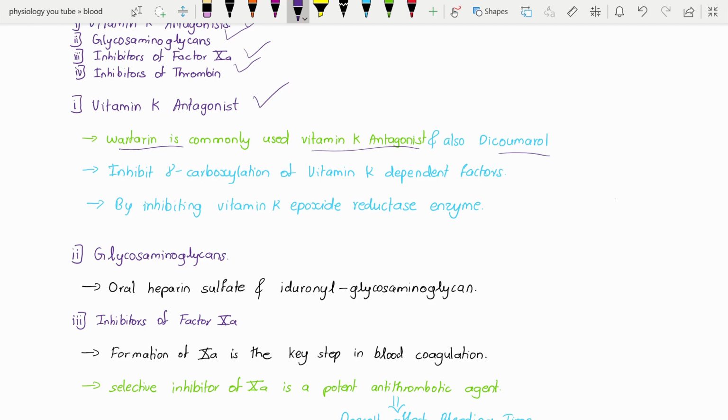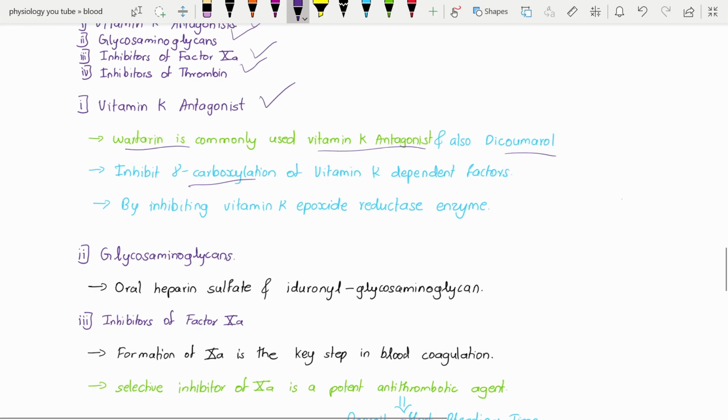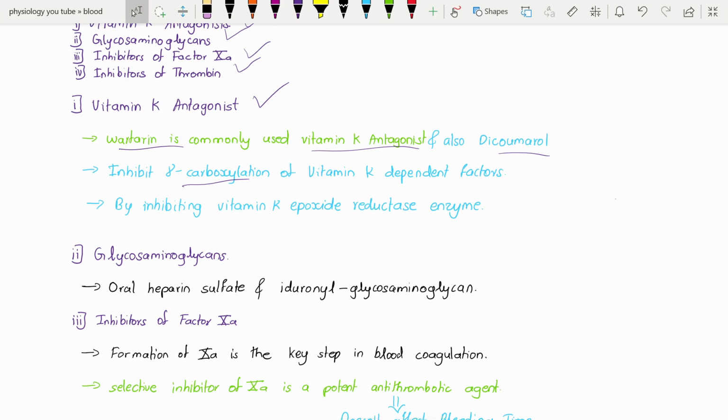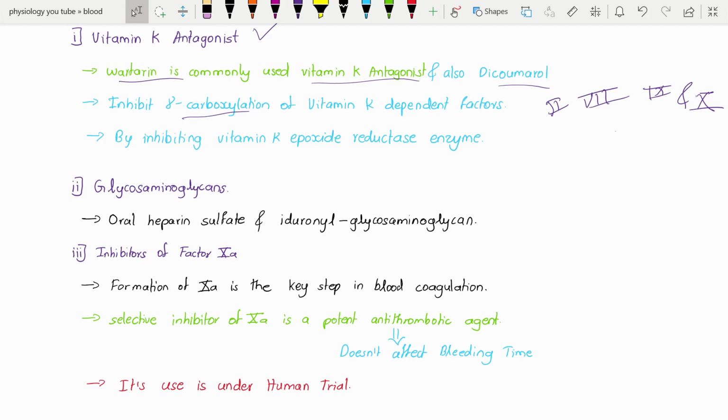We know that vitamin K is required for the gamma carboxylation of the vitamin K dependent factors. What are the vitamin K dependent factors? Factors 2, 7, 9 and 10. These are the vitamin K dependent factors. Vitamin K antagonists work by inhibiting the vitamin K epoxide reductase enzyme.